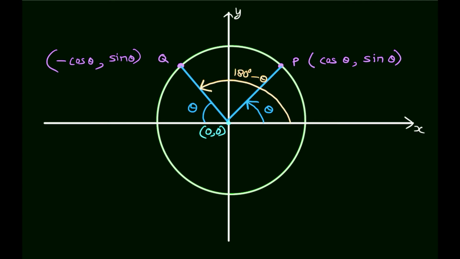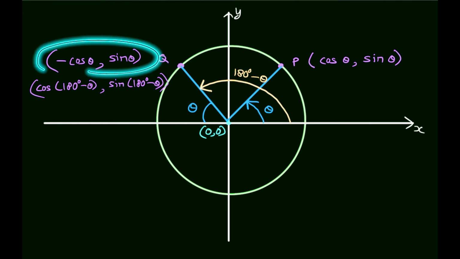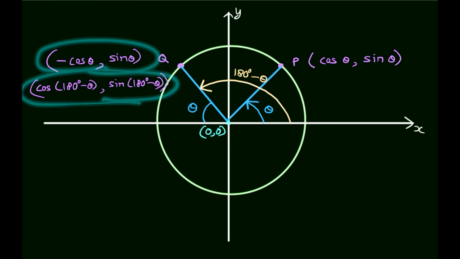Now we know the anti-clockwise angle of point Q. So I can write the coordinates of point Q with respect to this angle. So they will be cosine of 180 degrees minus theta, comma sine of 180 degrees minus theta, right? So that's how I can write. So these are the two ways of writing the coordinates. Both will give you the same answer, right?